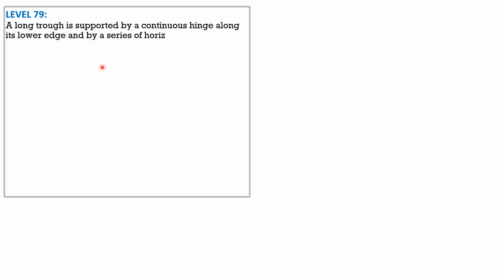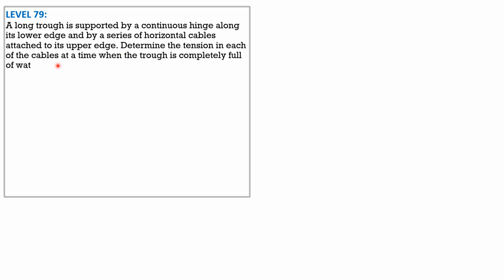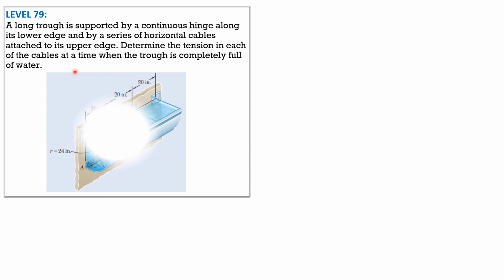Level 79. A long trough is supported by a continuous hinge along its lower edge and by a series of horizontal cables attached to its upper edge. Determine the tension in each of the cables at a time when the trough is completely full of water. Here is the given figure, and the tributary portion width is 20 inches. So if we isolate this part, the section is quarter circular, radius 24 inches divided by 12, so 2 feet.